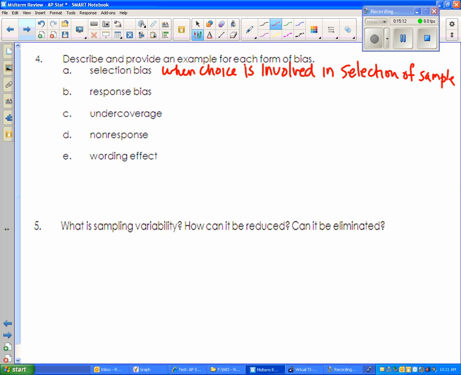It could be that they don't understand the question. It could be that the question is worded poorly, and this could be a face-to-face interview or an anonymous survey that they're completing. But response bias is basically whenever someone's response is influenced for whatever reason.